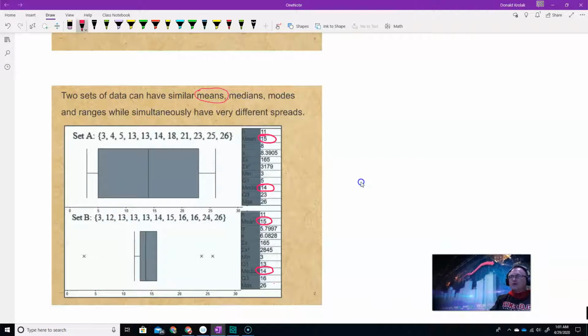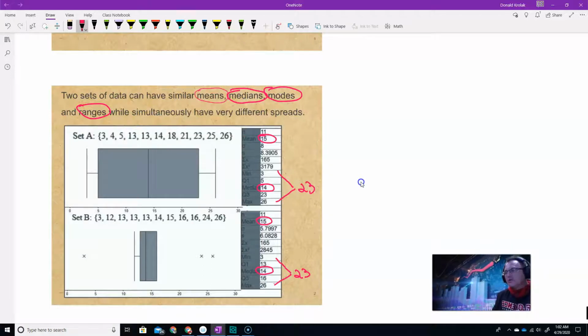All right, the mode is the same in each. They both have a mode of 13. And then the range is the same. So the range is your max value, take away your minimum value. So they share all of these things that are identical. However, you can see that the data is very different because of how it's spread out in one and not so spread out in the other.